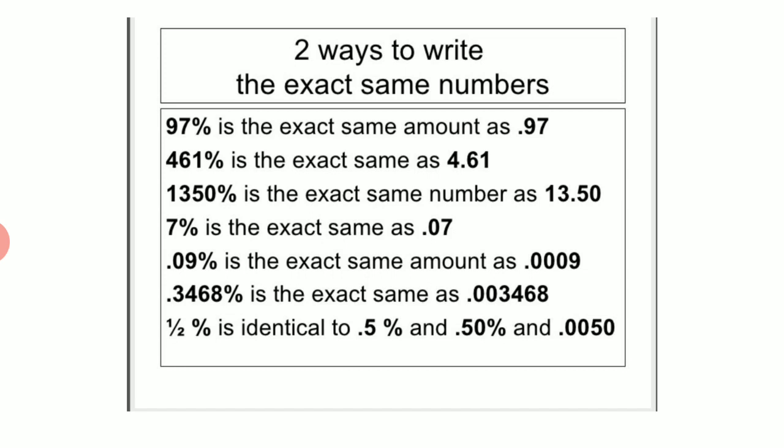0.09% will come as 0.0009. 0.3468% will come as 0.003468. Why? Because two zeros, we know, have to be added when we go towards the left. 0.5% is 0.005, and 0.50% comes as 0.0050.